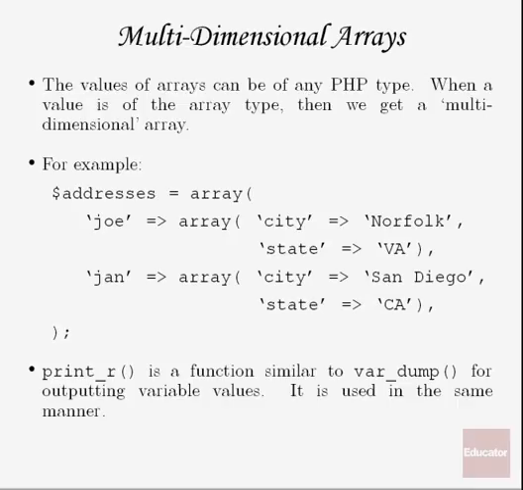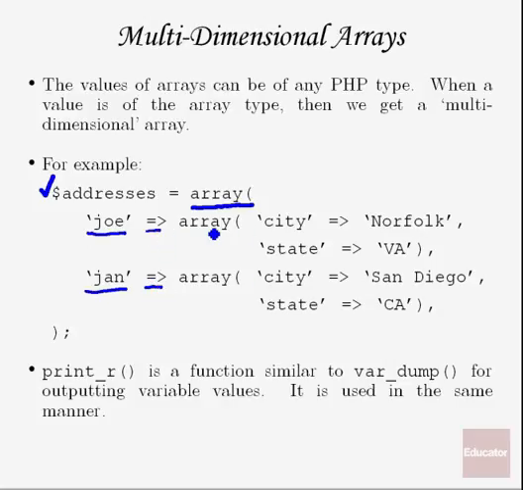Let's say we want to create an array that represents the addresses, the city and state, of our 2 friends, Joe and Jan. So what we do is we create our first array, and we have 2 keys. We have the key Joe and we have the key Jan. And then we assign them the value using the equal sign greater than operator.